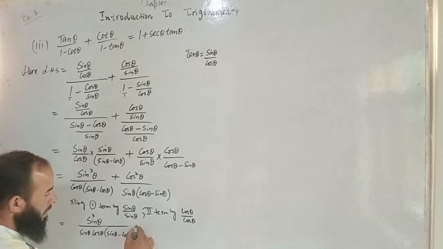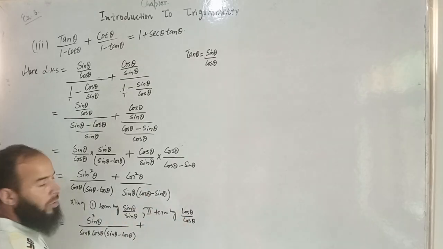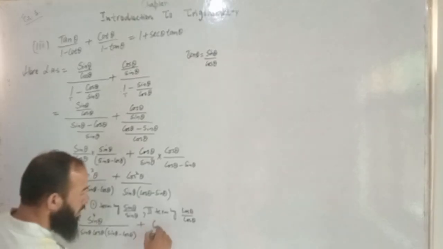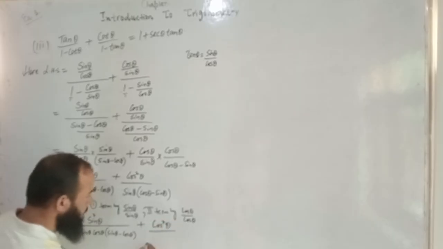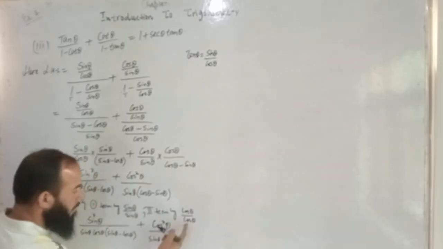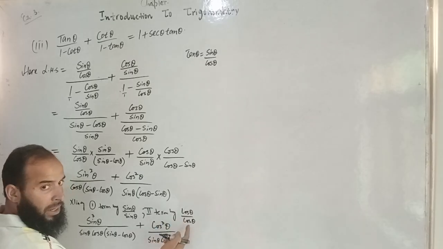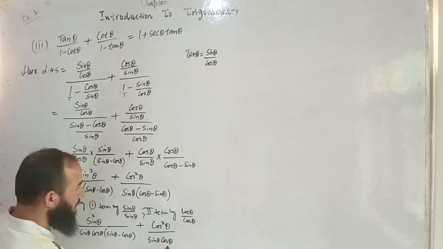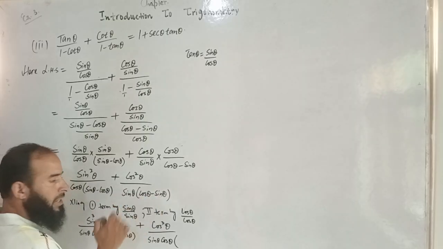Okay, then plus, with the second term we will multiply it by cos theta upon cos theta. So it will be cos cube theta upon sine theta. Sine theta is this sine theta, and I will put here cos theta, the multiplying term. This is cos theta into, see, I will take this minus out.